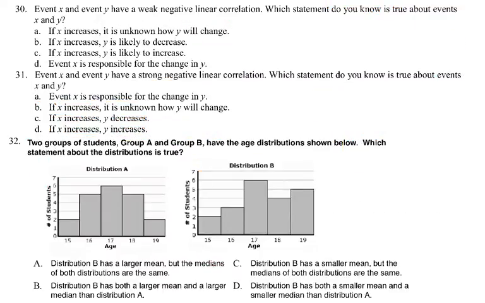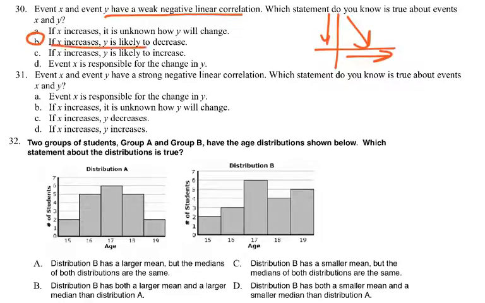Okay, 30. A weak negative. Now negative, remember, is when it's going down, so as X gets bigger, Y is going to get smaller. So as X increases, Y is likely to decrease, B. And if they have a strong negative, then we know for sure that if X increases, Y is going to decrease, C.